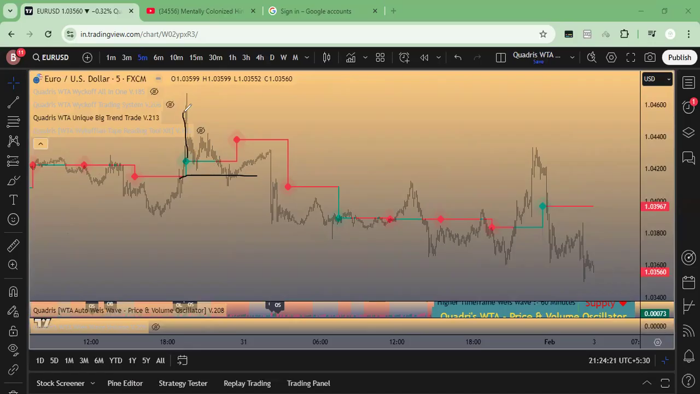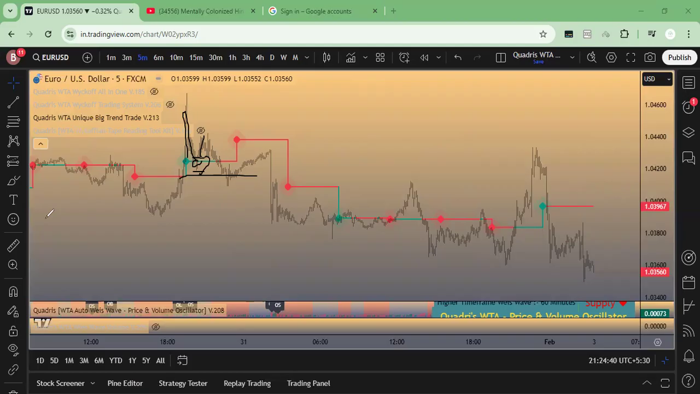So I got this breakout and then the first pullback. And if I plan my position over here, my stop would be this. And once the price moves upwards, I bring my stop to break even. So in the coming sessions, you would see my stop loss trading strategy and other things as well.